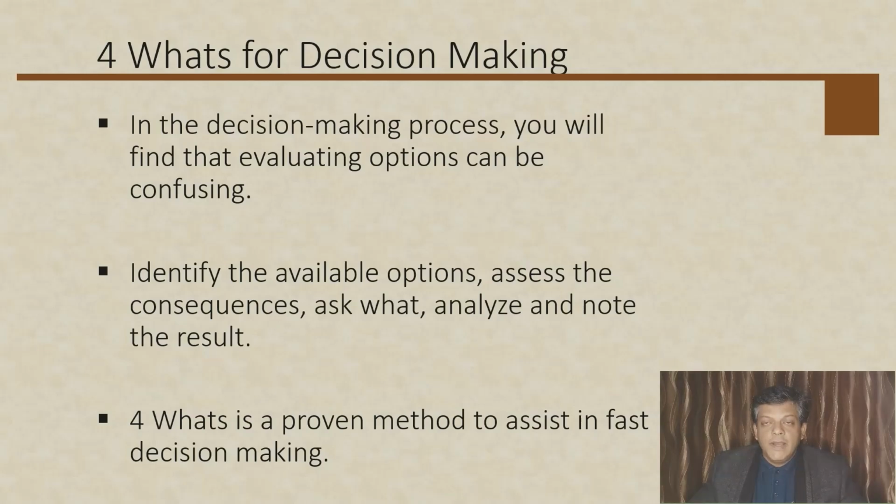If you've ever been in a decision-making position, be it the CEO or a head of a department or any kind of managerial level, you would have already realized how hard it is to make a decision at times. And in the decision-making process, you will find that evaluating options can be quite confusing. So what you need to do is identify all the available options, assess the consequences, ask what, analyze and note down the results. 4 whats is a proven method to assist in fast decision making.